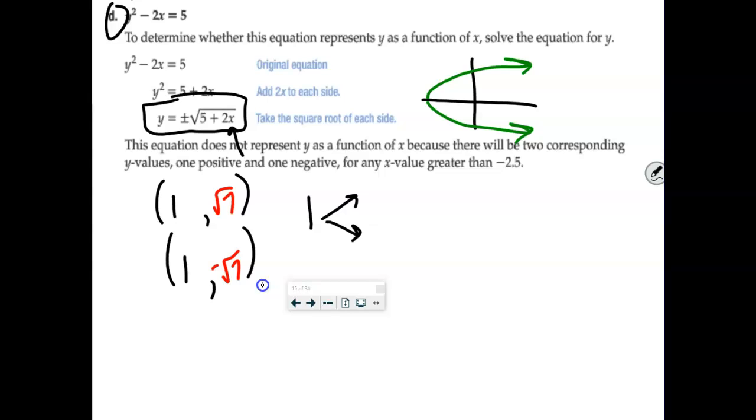Yes. If it ever comes out with a plus or minus, y is equal to plus or minus, it's going to fail. Yep. Be careful though. Sometimes they're not square roots. Like if it's a cube root, you don't get a plus or minus on that one, right? Odd roots don't get plus or minuses.